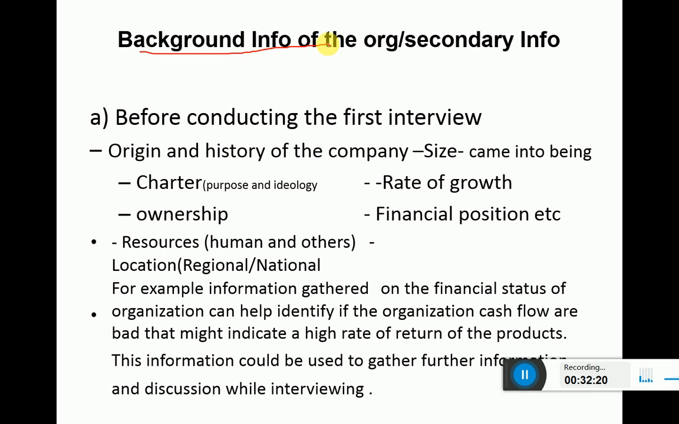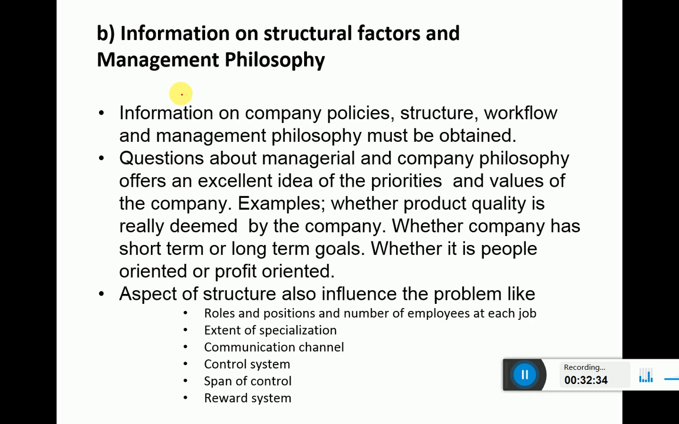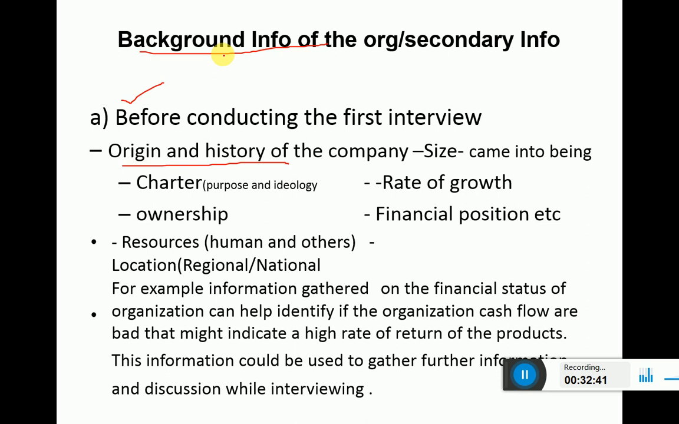In background information collection, the researcher must study three things. Number one, conducting the literature review, origin and history of the company. Number two, information on the structural factors and management philosophy. Number three, attitudinal factors. Now the first step, the researcher collects background information about the organization.